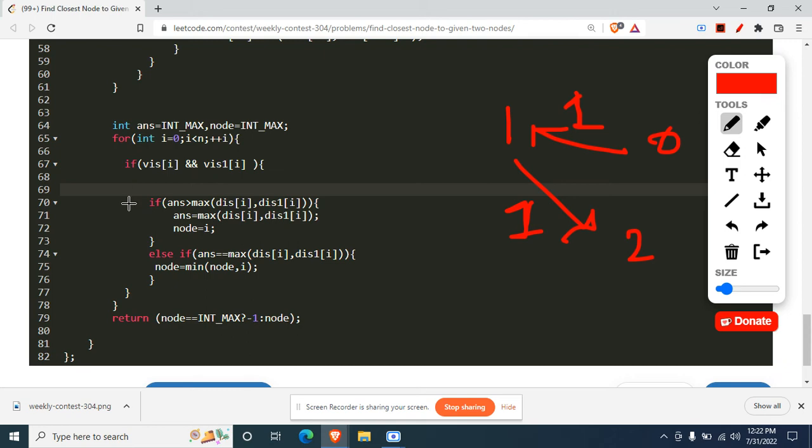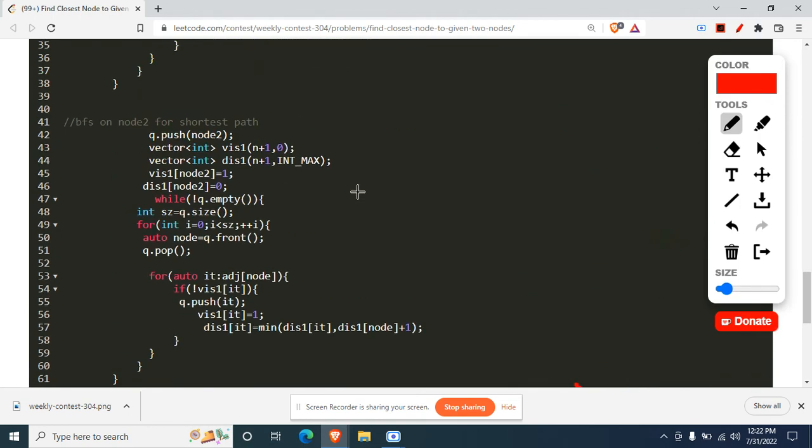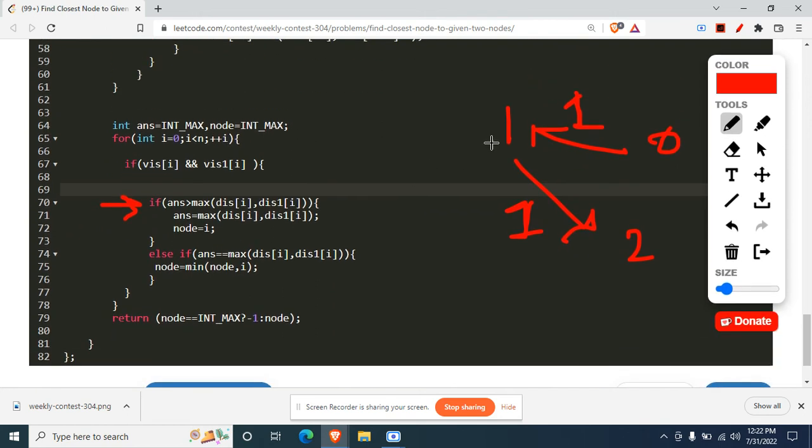If both of the nodes are visited, we will check whatever the maximum is. Mind you, while I was explaining the question, how did we take out the distance when both of the nodes were visited? We took the maximum, right? If you just forgot it, no worries, just replay that part and you'll understand it again. So we were taking the maximum distance and we are storing the node here. Fine. So this is just storing the maximum distance and the node.